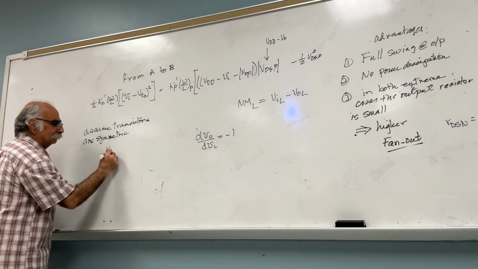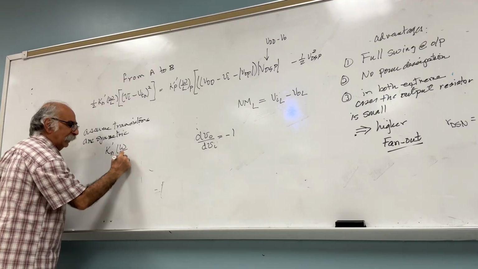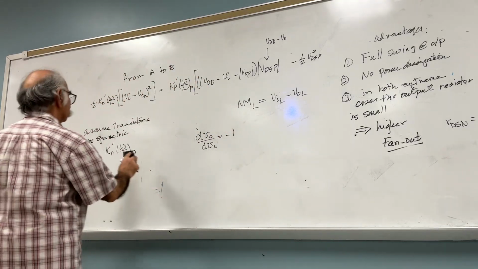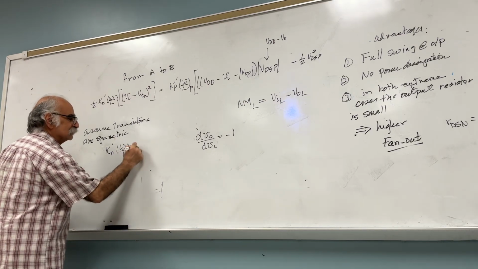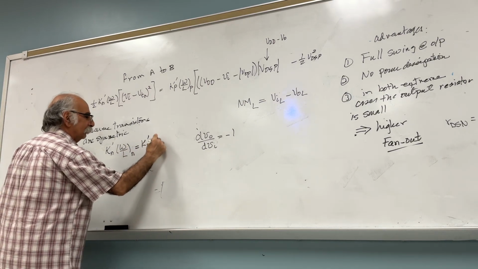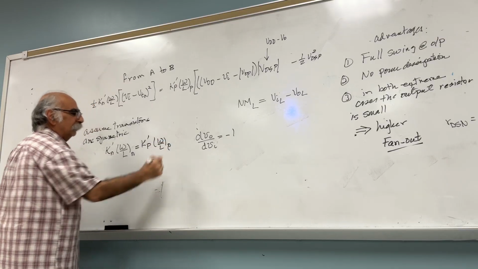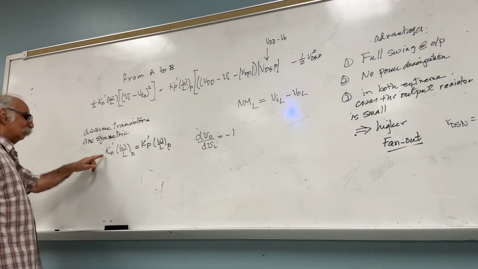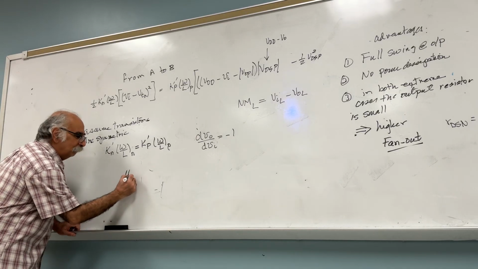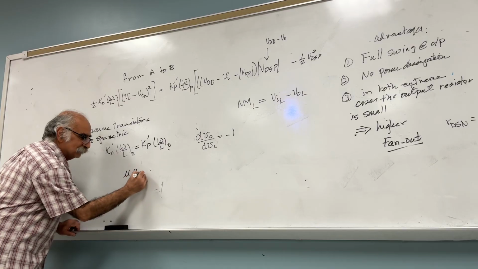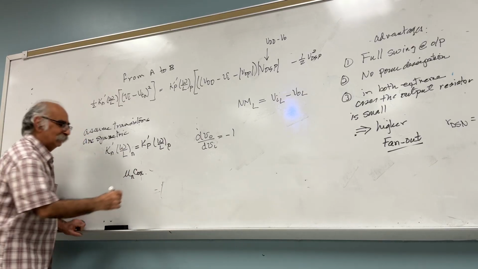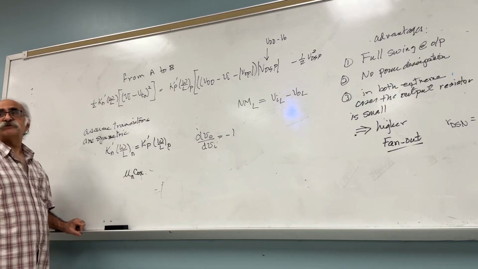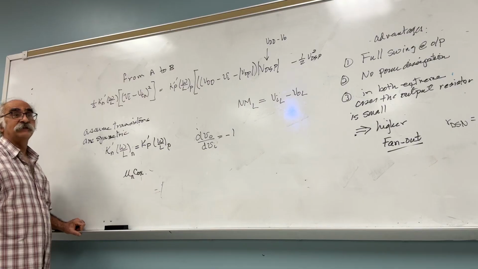Kn prime W over L N is equal to what? Kp prime W over L P. Did you get it or not? Okay. Now, of course, you forgot. What is Kn prime? It's what? Mu N COX. Yes? What is mu N? Electron mobility. COX is the capacitance of the oxide, SiO2.